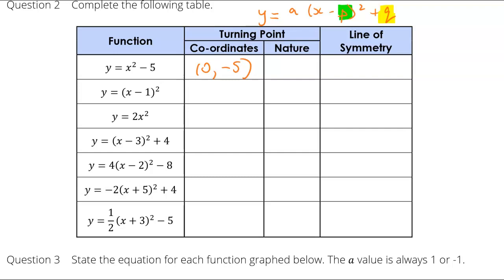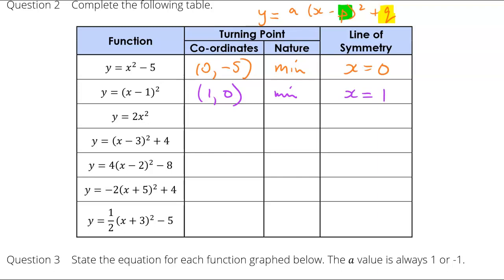It's a positive x squared, so it is definitely a min. And the line of symmetry is the same as your P value, the x value of the turning point. So next one, you should be thinking in your mind, what's this parabola going to look like? It's a horizontal translation, 1 unit to the right, but no vertical translation. It's still a minimum because it is still an upright parabola, positive x squared still there. Line of symmetry, x equals 1.